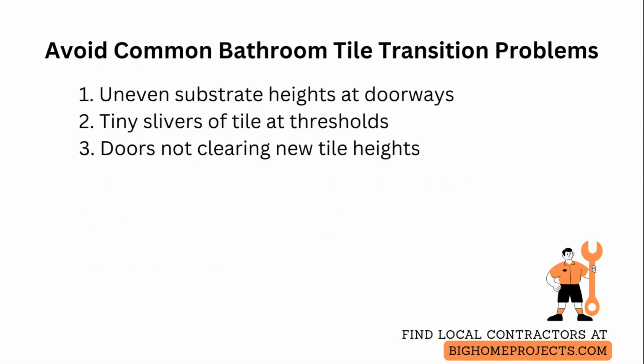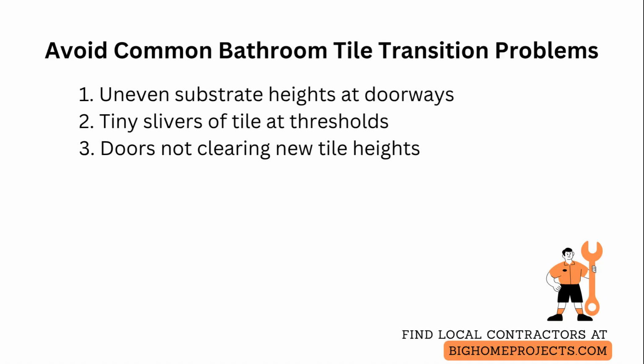The most common issues are uneven substrate heights at doorways, leaving tiny slivers of tile at thresholds, and doors that do not clear new tile heights. For uneven heights, you can either add a tapered underlayment or use an appropriate transition profile to bridge the difference while keeping a safe, code-compliant slope.